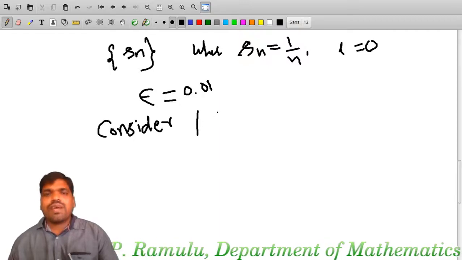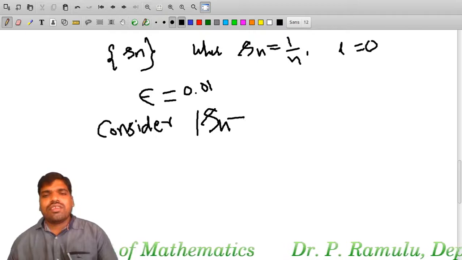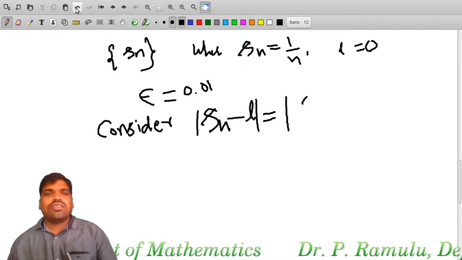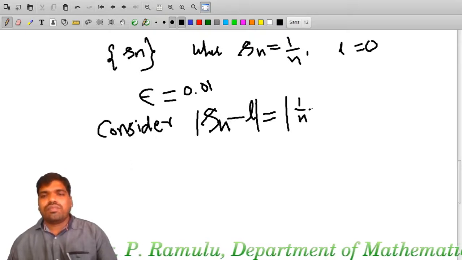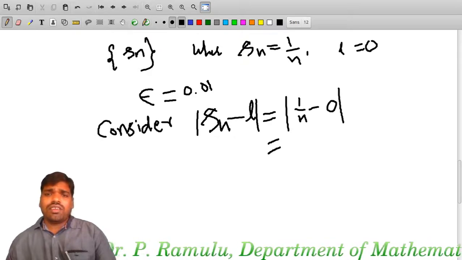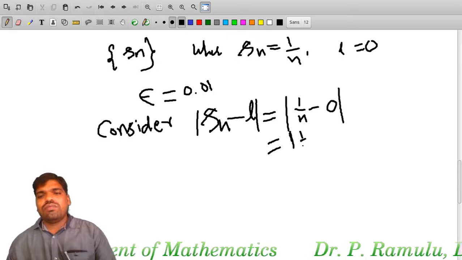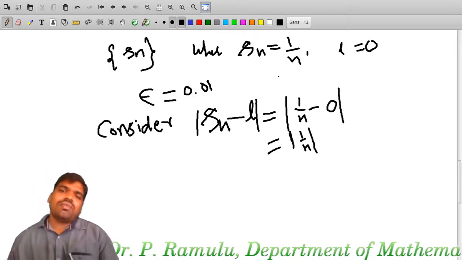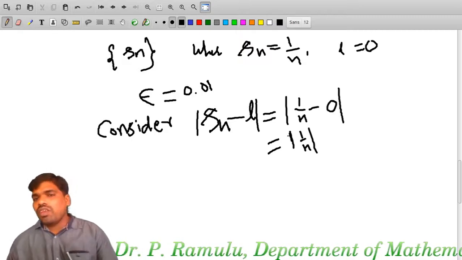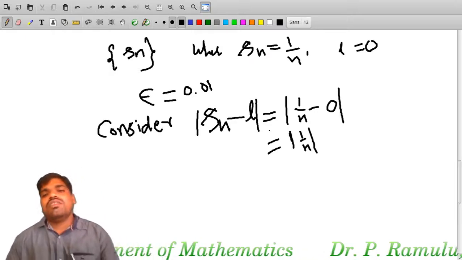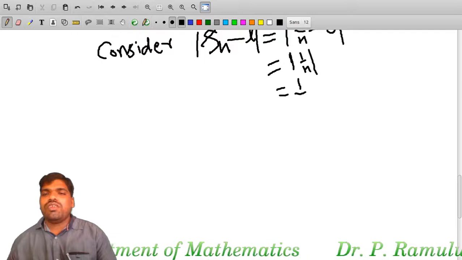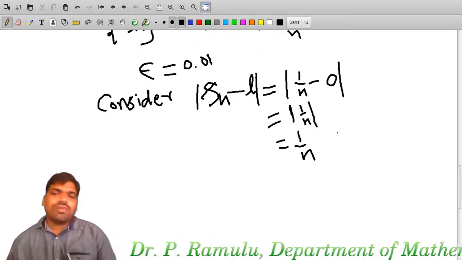Now I am considering mod Sn minus L. What is Sn? Sn is nothing but 1 by n, and L is nothing but 0. So I will consider this, which is less than epsilon: mod 1 by n. Since n belongs to N, my sequence is defined from N to R. So for a positive number, if I put mod or non-mod, both are the same. For natural numbers the mod can easily be removed. So my consideration is mod Sn less than epsilon.